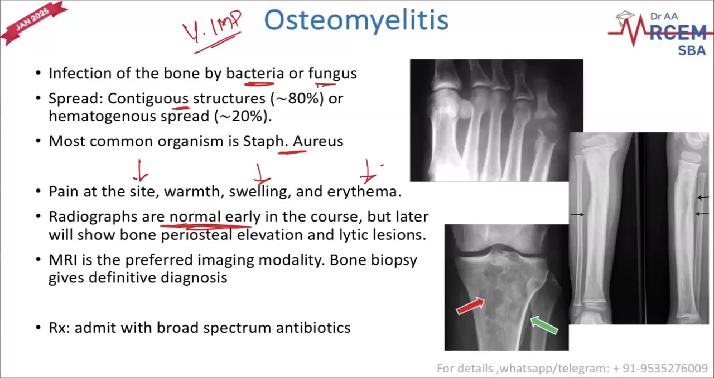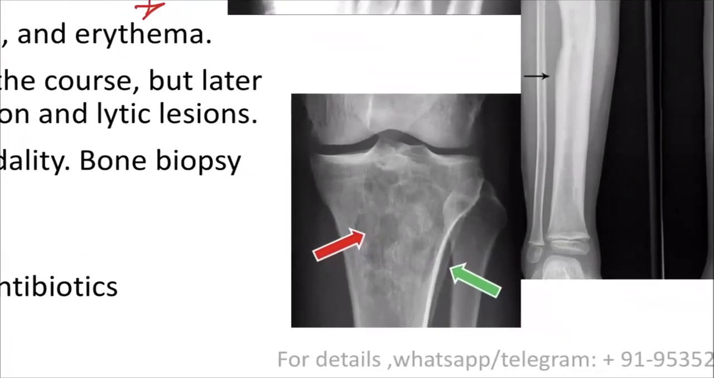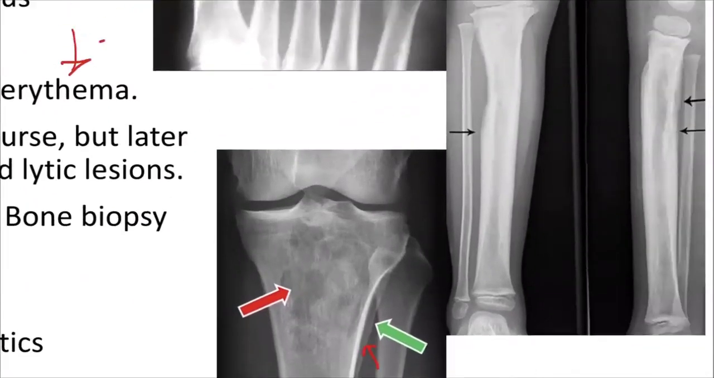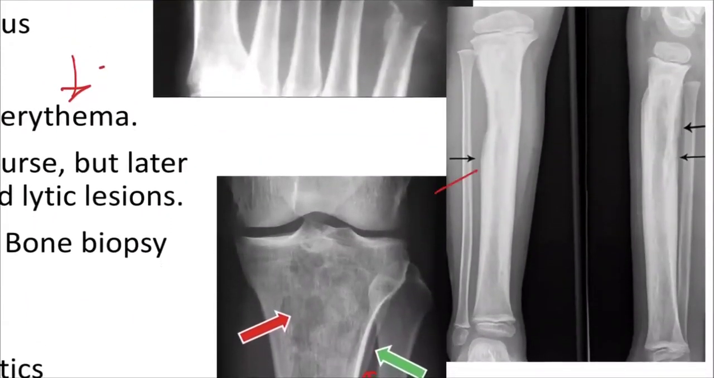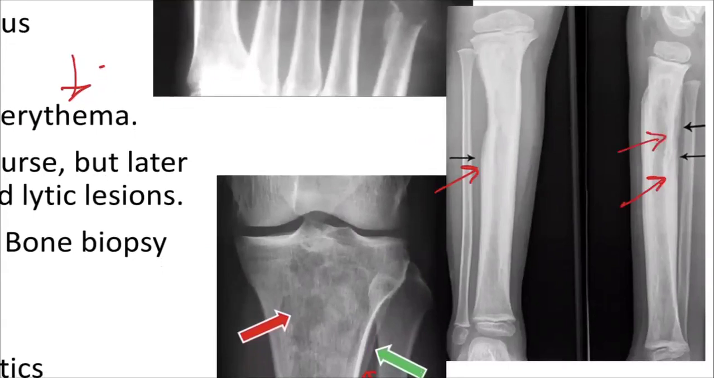But later on, there might be multiple signs which can be present, which are very important. There might be periosteal elevation. This is known as periosteal elevation. This, what you're seeing, is known as periosteal elevation. This is also known as periosteal elevation. So you know how to pick up a periosteal elevation. Whenever there is a fracture, when it is healing, there also you can see a periosteal elevation. But depending on the presentation, you need to take a call whether it is an osteomyelitis or a fracture.